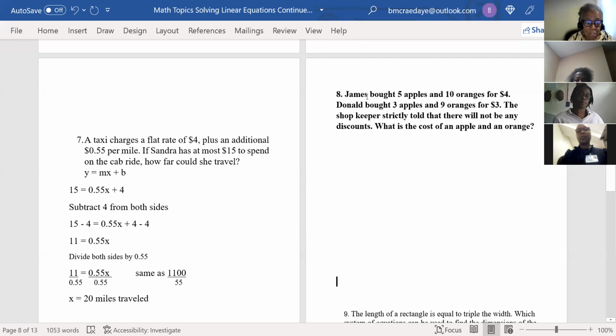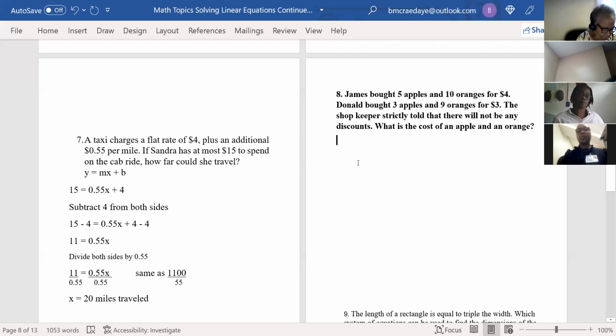James bought 5 apples and 10 oranges for $4. Donald bought 3 apples and 9 oranges for $3. There are no discounts. We are to find what's the cost of an apple and also the cost of an orange. So we first want to set up our equation.